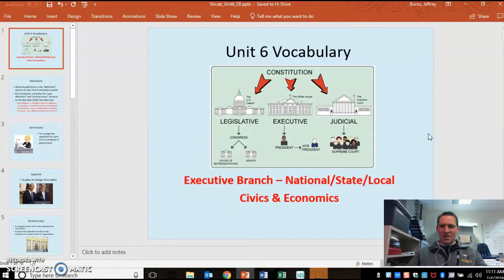Hey, we're coming down to the wire here. We got executive branch, we got judicial branch, we got a couple economics vocabs, and then that's it. So think about it. Only a few more, and then it's the SOL, and then it's the end of the year. So we're getting there.